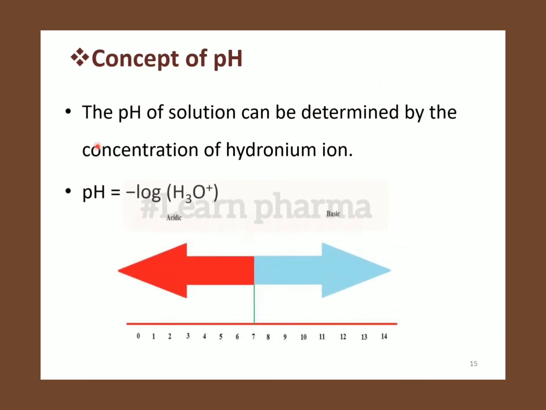Concept of pH. The pH of a solution can be determined by the concentration of hydronium ion. That is, pH is the negative logarithm of the hydronium ion concentration. If you look at the pH scale, moving to the left side are the acids, which have a pH less than 7. If you move to the right side of the pH scale, values more than 7 are known as bases.